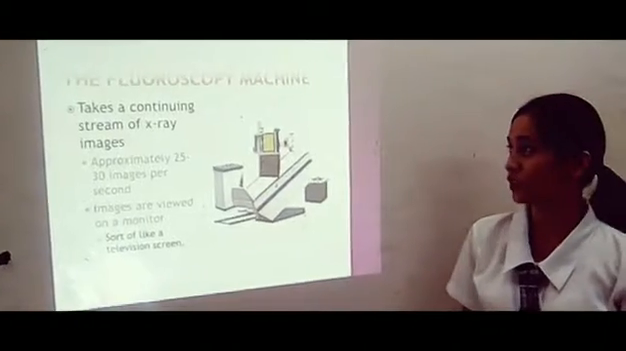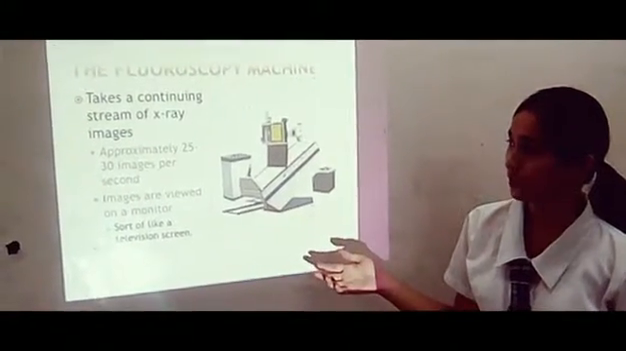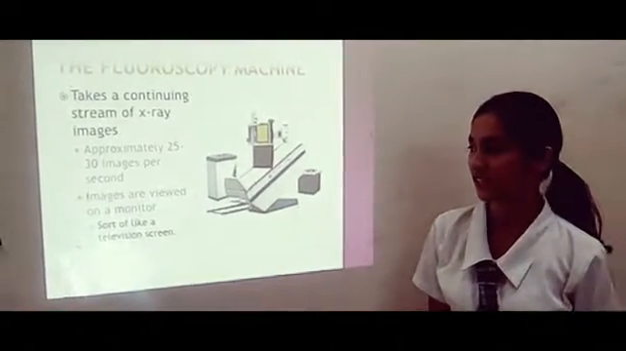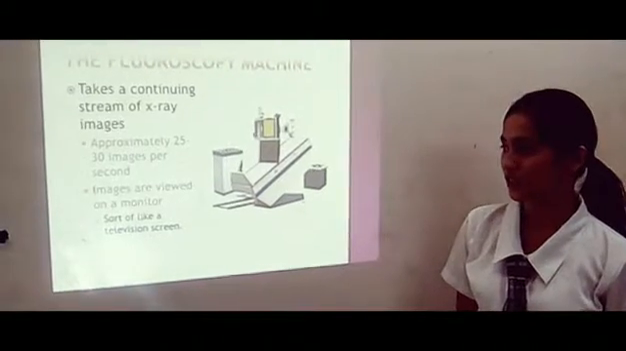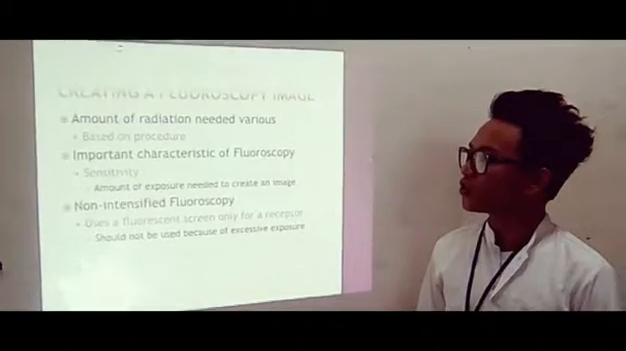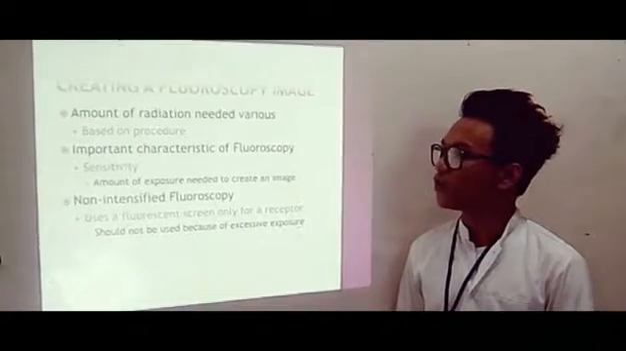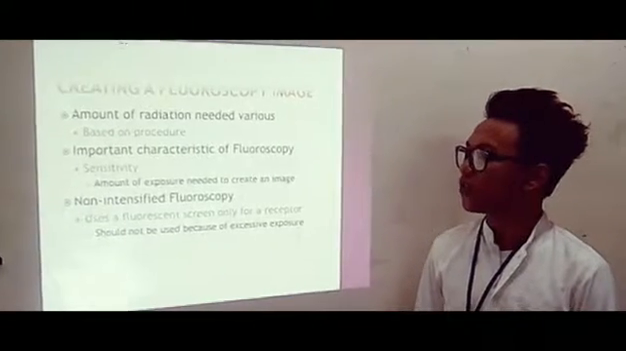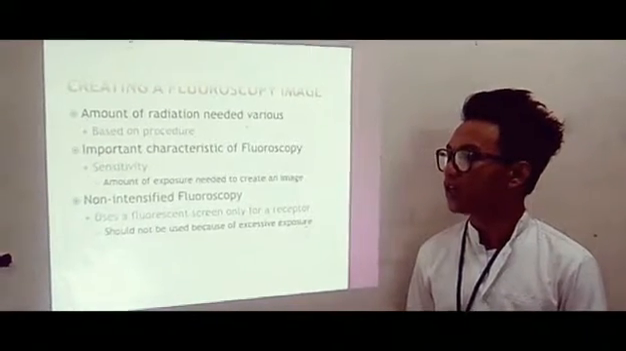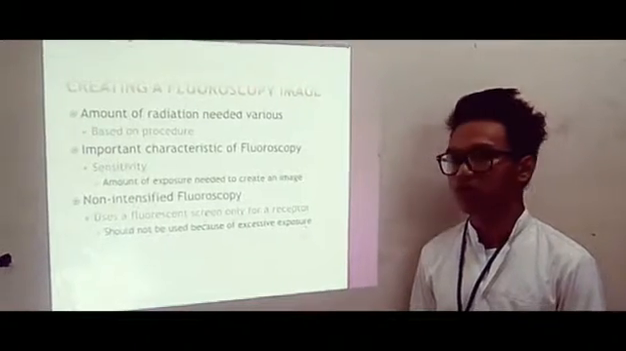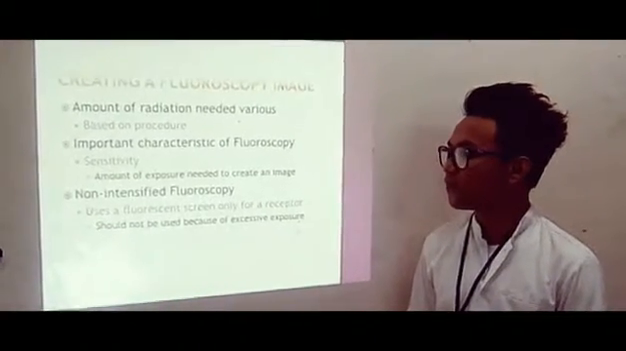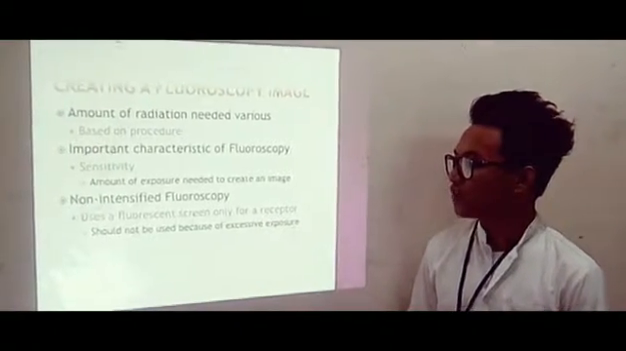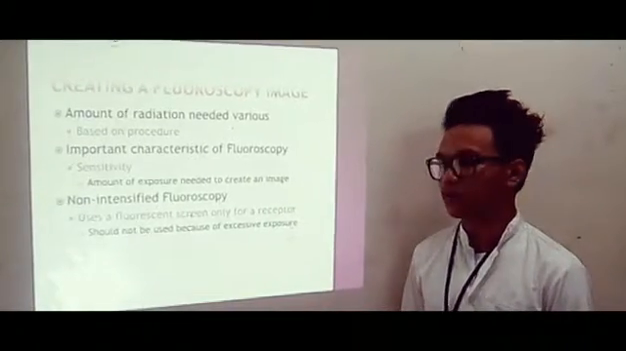Now, we talk about the fluoroscopy machine. It takes a continuing stream of X-ray images, approximately 25 to 30 images per second. Images are viewed on a monitor, sort of like a television screen. Fluoroscopy image characteristics. First, the amount of radiation needed varies based on the procedure. The second important characteristic of fluoroscopy, sensitivity, is the amount of exposure needed to create an image. Third, non-intensified fluoroscopy uses a fluorescence screen only for a receptor. It should not be used because of excessive exposure.